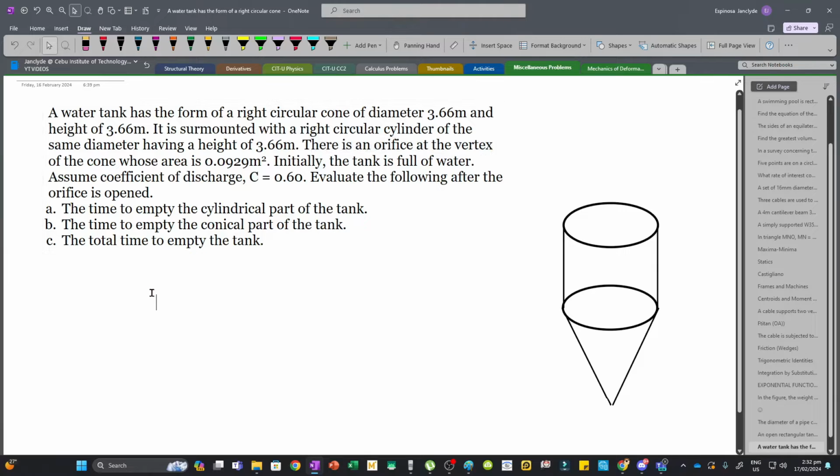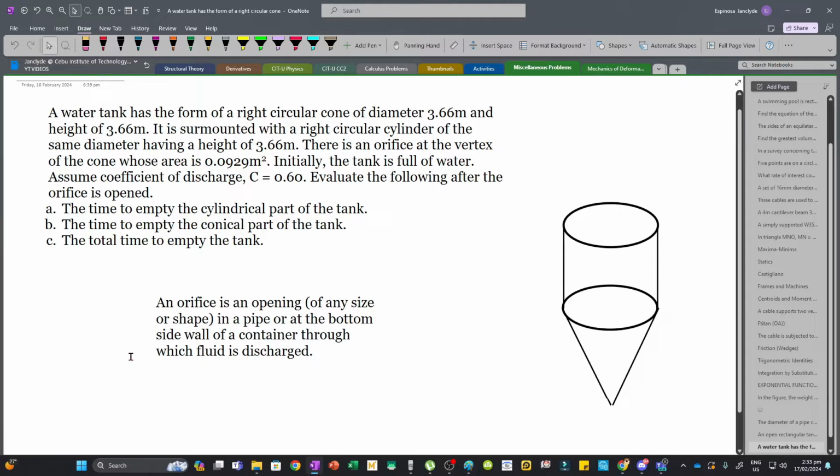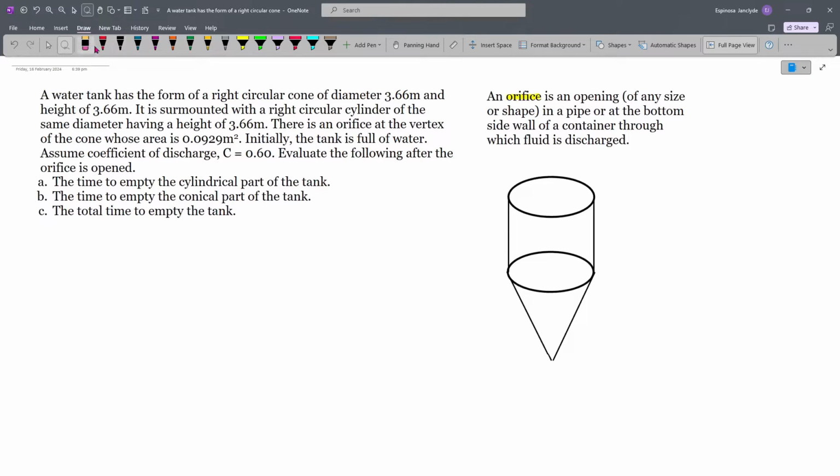Now in hydraulics pala, an orifice is an opening of any size or shape in a pipe or at the bottom sidewall of a container through which fluid is discharged. And so yung meaning niyan is merong opening dito. And then yung water inside ng tank natin, it's allowed to be discharged right here.